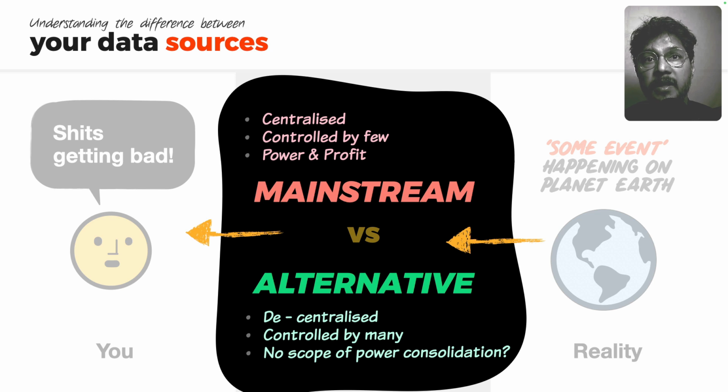Whereas alternative is decentralized, controlled by many. And there's no scope for power consolidation when there are so many different players. Everybody has their own opinion and own way of working. There is no scope of power consolidation really, because we limit the upper limit of how big it can be. Is it too big to fail? No, we don't make it too big to fail. We put an upper limit so that they don't grow beyond a particular size, and that way they remain healthy.